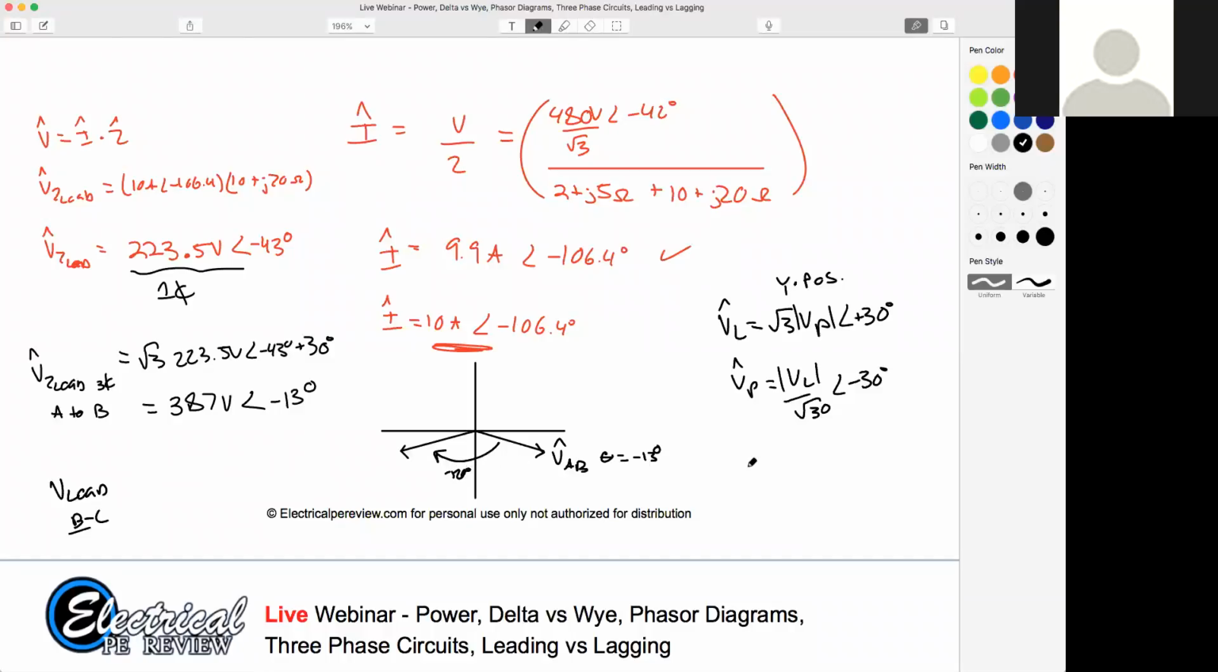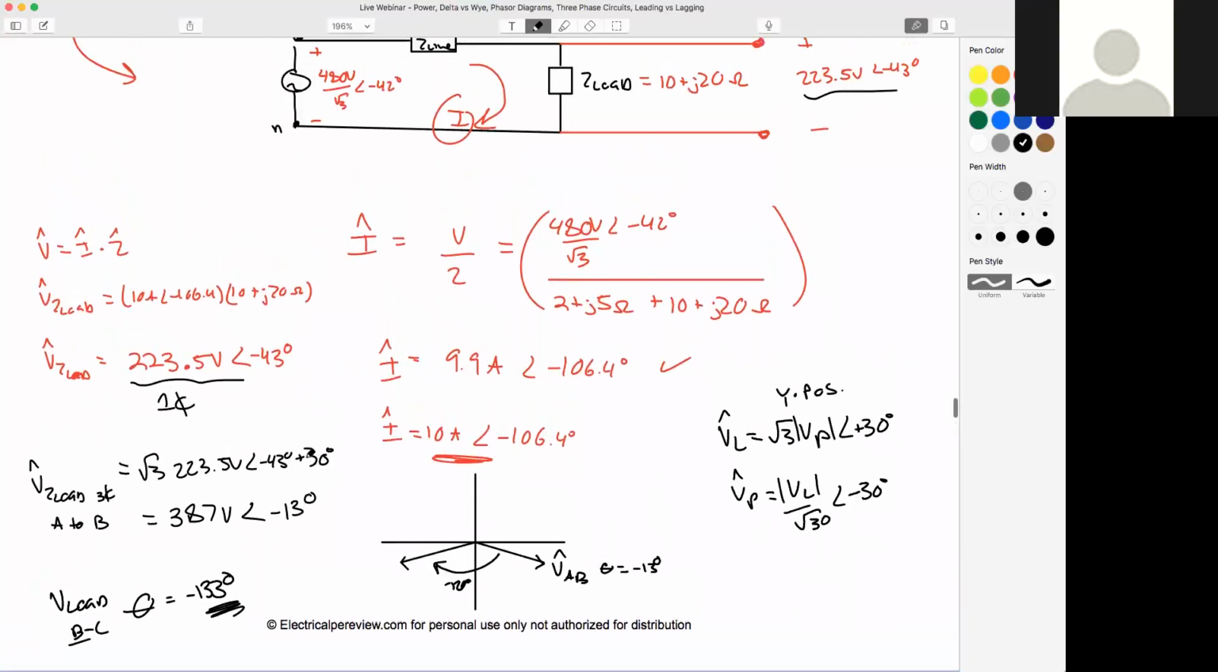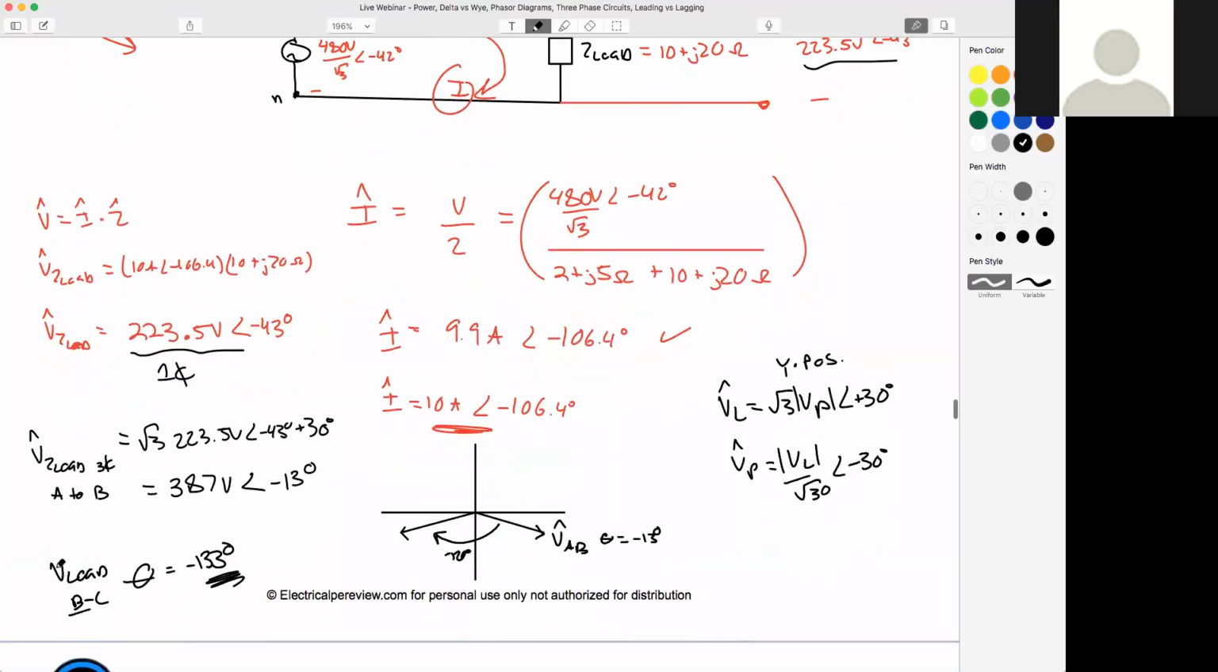So it would just be minus 13 minus 120, I get minus 133. So our theta would be minus 133 degrees. Is everybody good with that? And as extra credit, instead of shifting the angle at the end, is there an angle we could have shifted in the beginning and solved directly for our B to C load voltage?